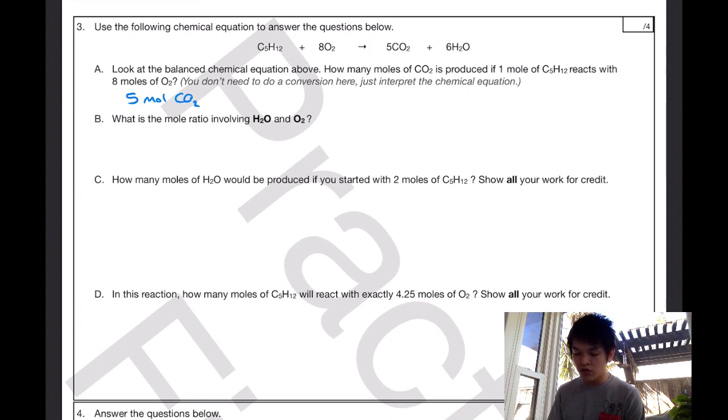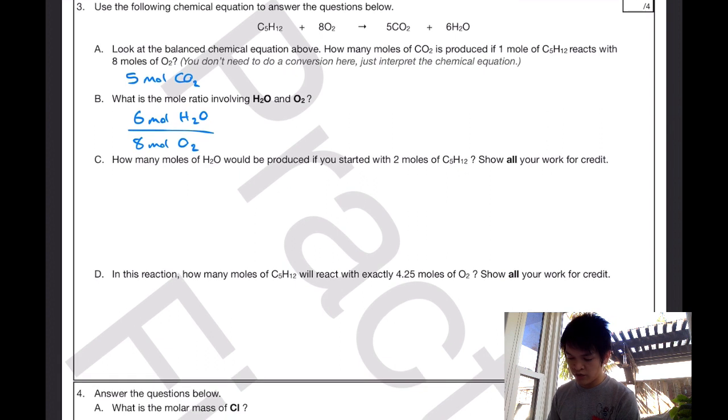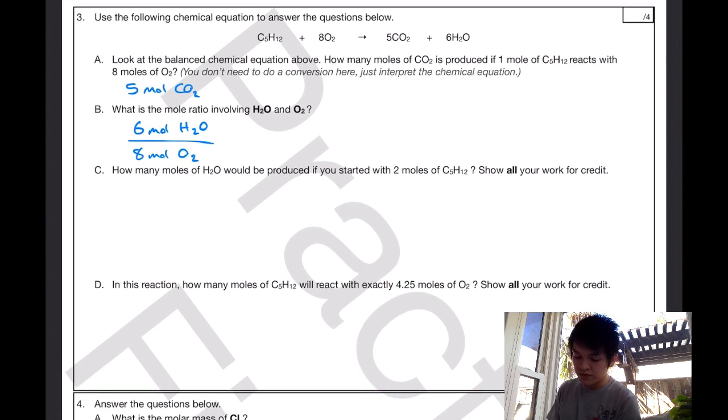The second question is asking, what is the mole ratio involving H2O and O2? So look at H2O, look at O2. There is 6 moles of H2O, there is 8 moles of O2, so the mole ratio involves those numbers. 6 moles of H2O and 8 moles of O2. This is the mole ratio, as moles on top, moles on bottom, and those are two specific compounds it is asking us to relate.